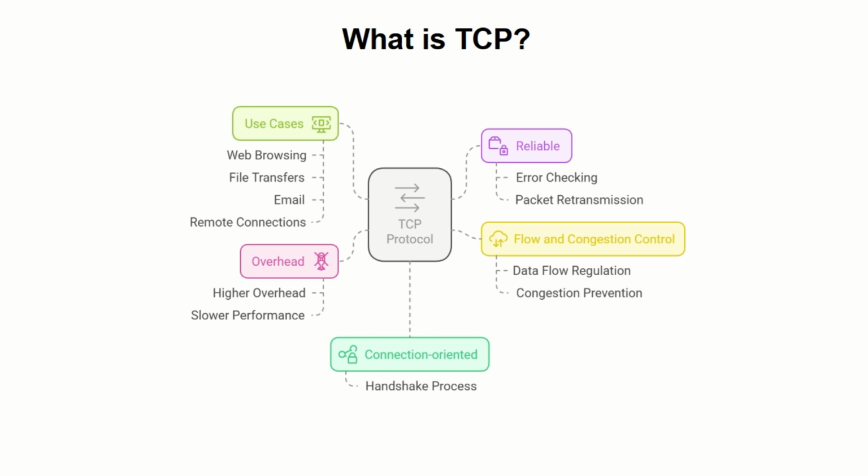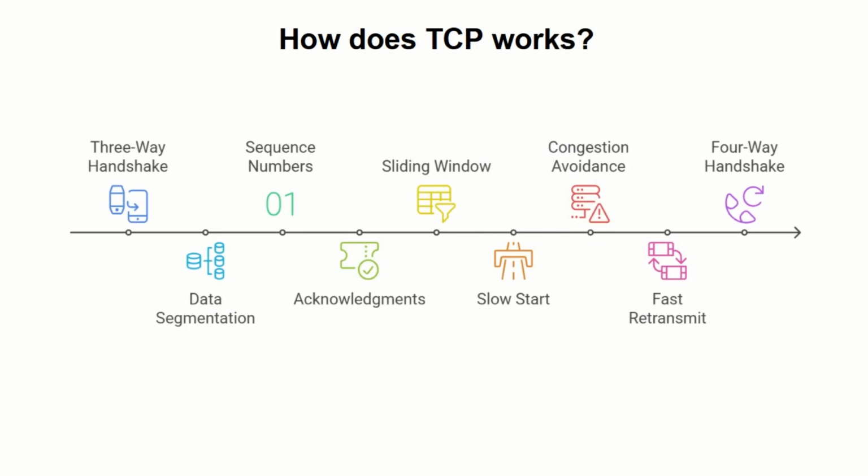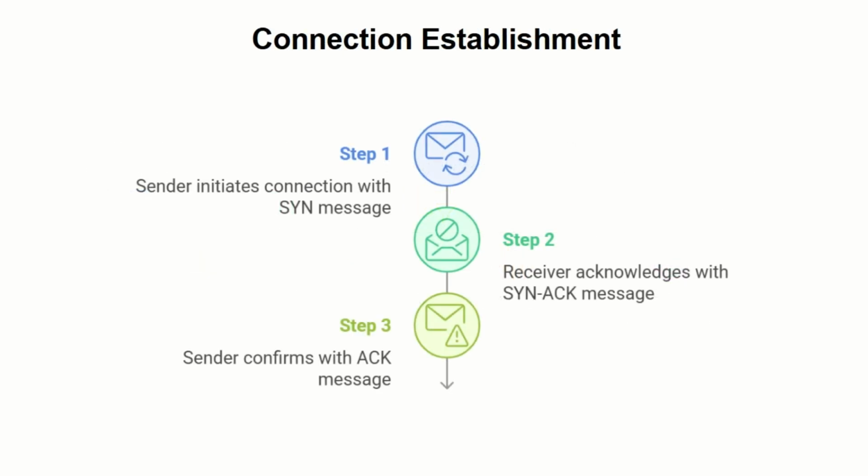So let's see the flow of TCP. It starts with building the connection, then data transmission, with segmentation and acknowledgement. Then flow control mechanisms, then congestion control, and at last termination of the connection. The first one will be connection establishment.